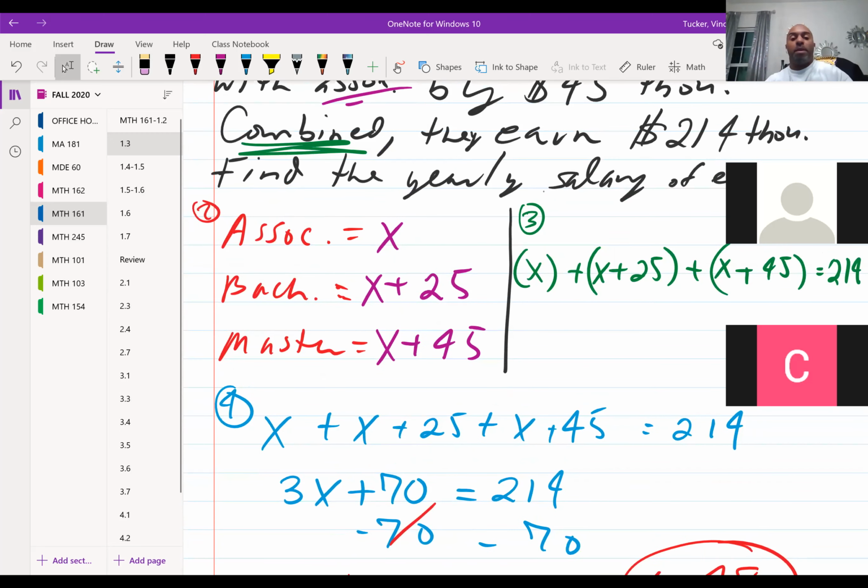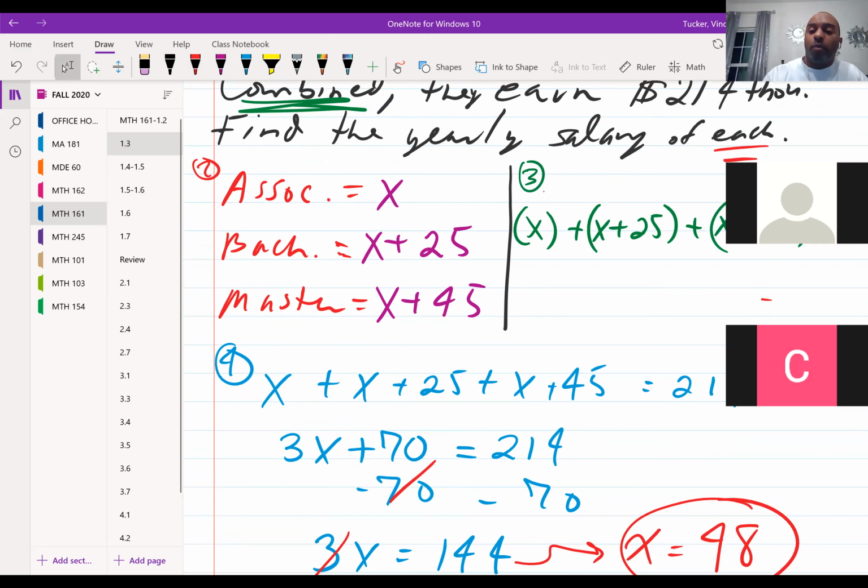Now, this was what I meant by you can solve your equation and still not necessarily have the answer. Remember, step 5 was to check. It says find the yearly salary of each. And I believe that's what she was alluding to, where in here we have X equal to 48. Well, now we need to figure out what is the salary of each. And we will find that by going back to what the algebraic representation is for our unknowns. So X is equal to 48.